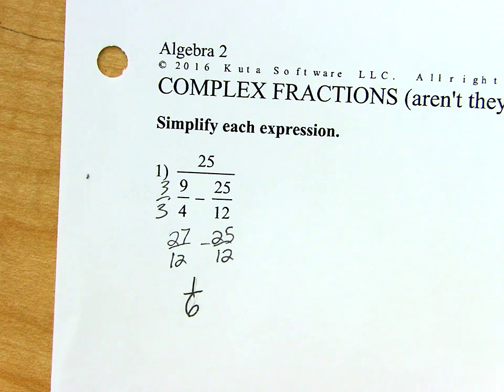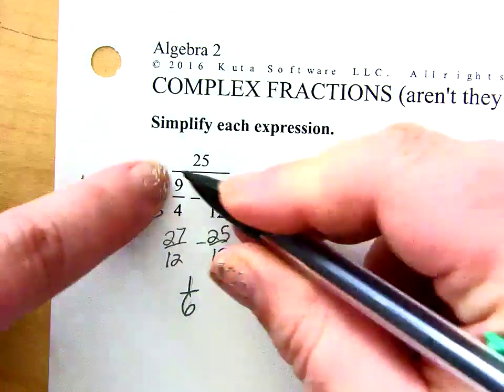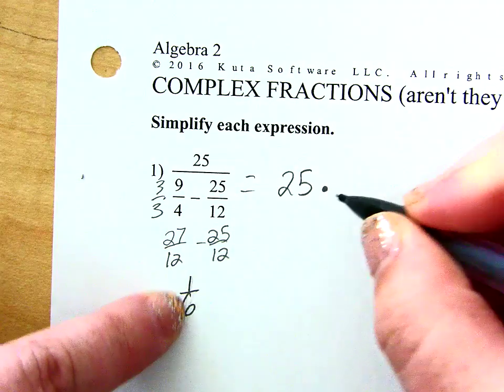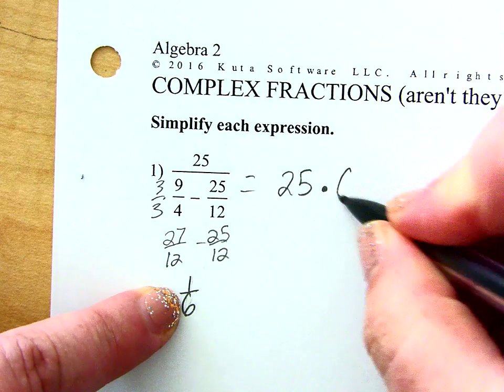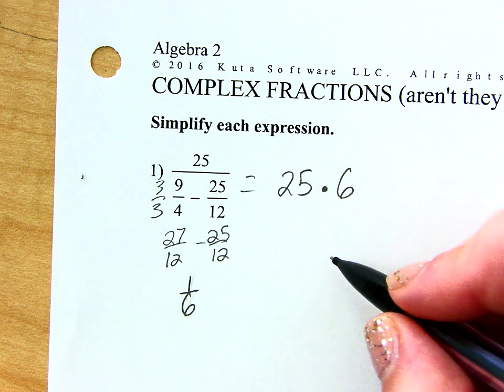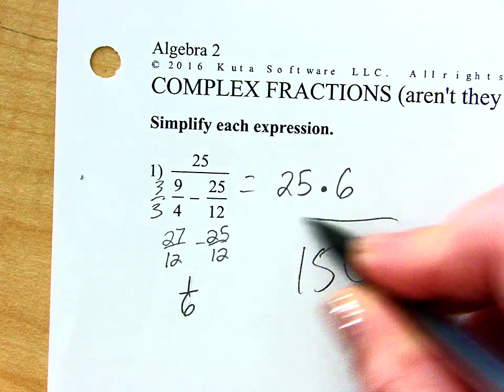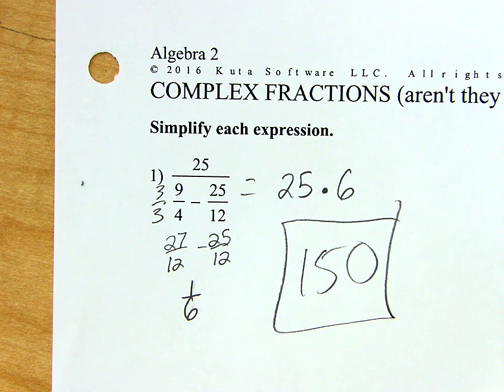All right, so let's do keep, change, flip. I'm going to keep the numerator as it is, 25. I'm going to change the division to multiplication, and then I'm going to take the reciprocal of my denominator, which is 6. So it's really just 25 times 6, and my final answer is? What is it? 150. So that's really it. Just get a single fraction over a single fraction.